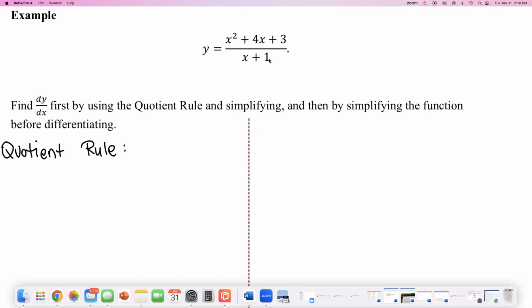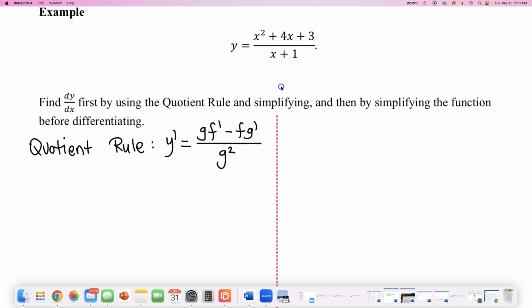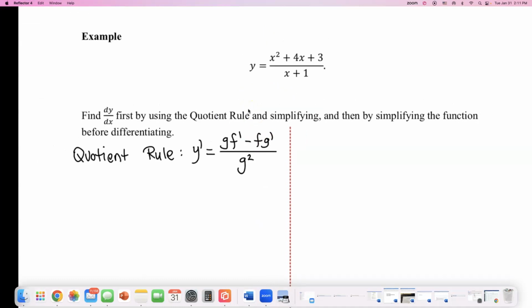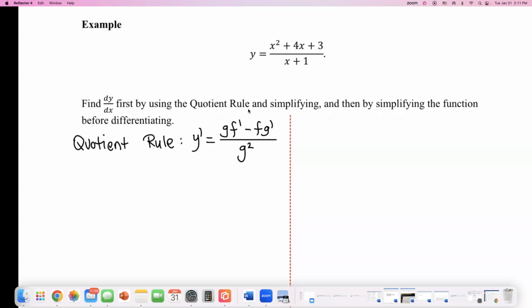Remember how that goes, right? You will have g squared in the bottom. But on top of the fraction, you'll have gf prime minus fg prime. So that is the quotient rule to find y prime. Okay? So let me label my f and g and f prime and g prime. There are four pieces to this quotient rule. F is the top of the fraction, so I'll write down f is x squared plus 4x plus 3.